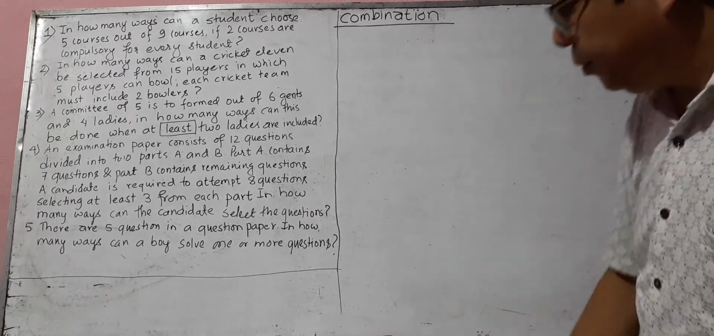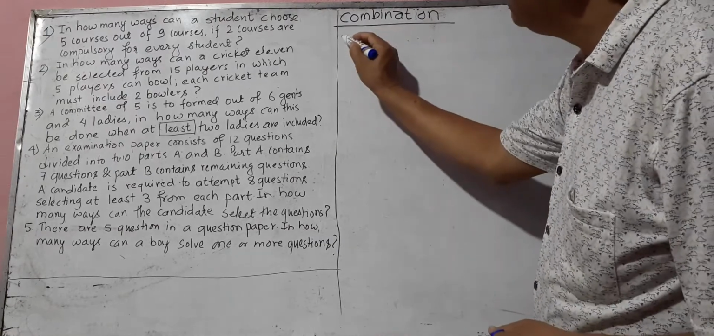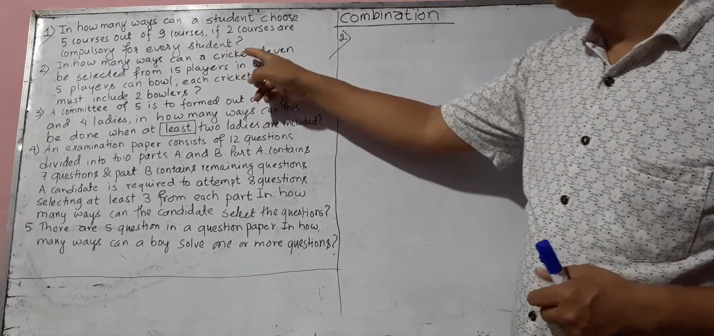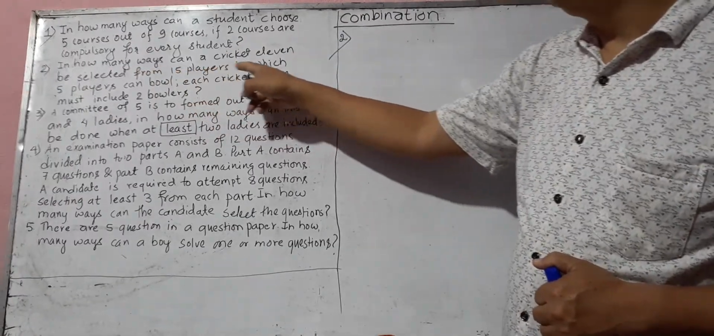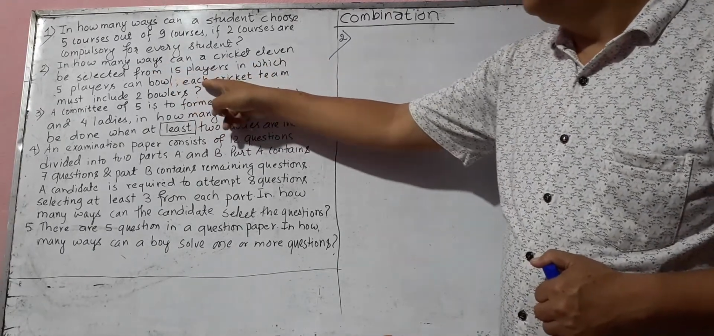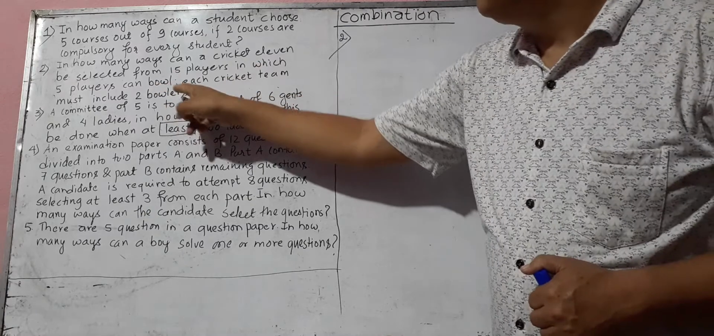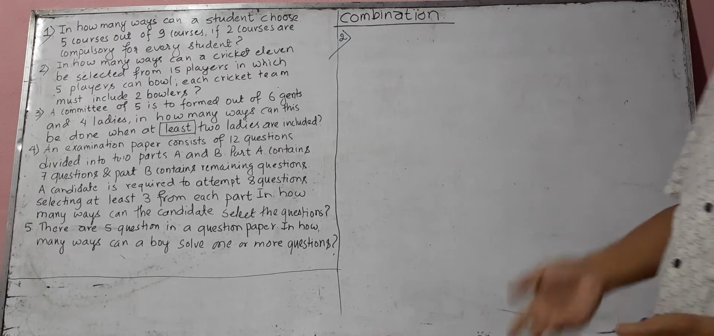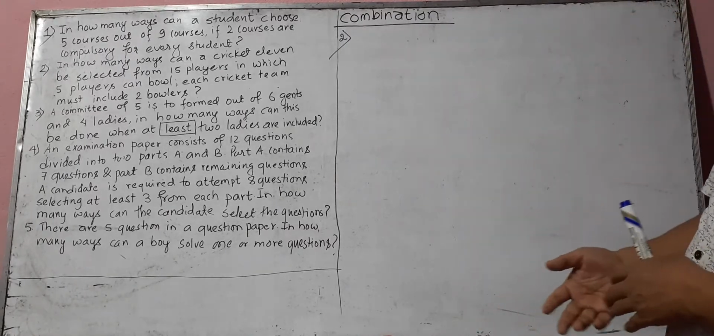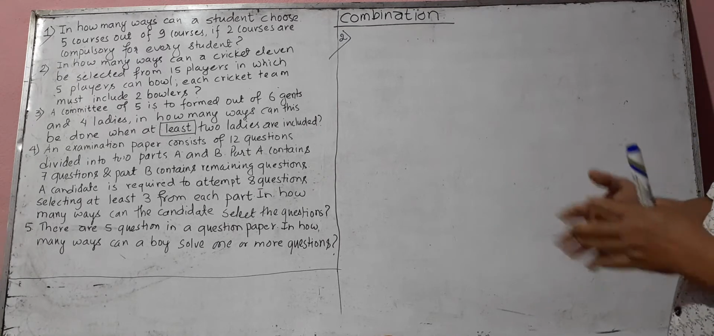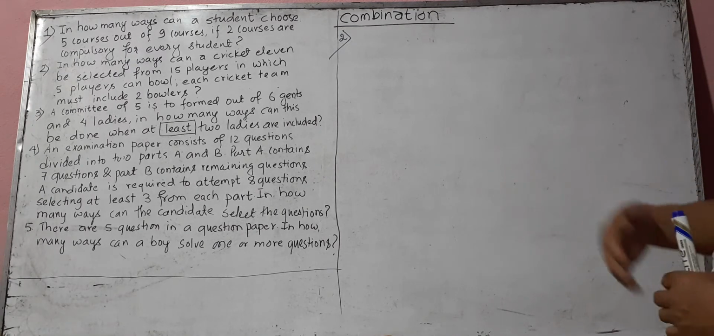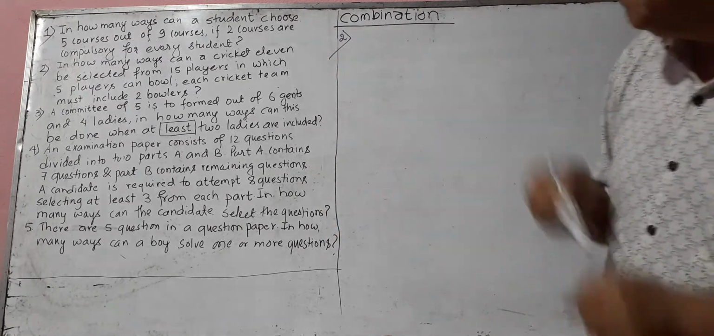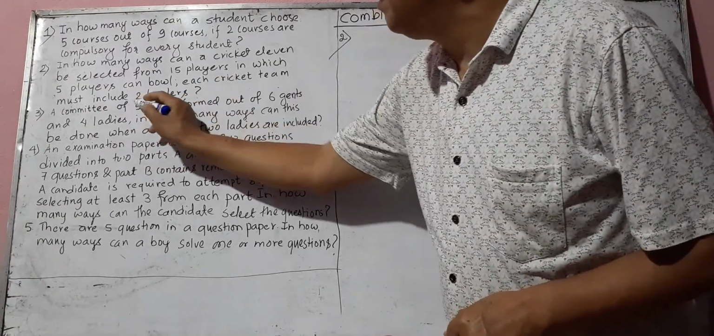Question number 2. How many ways can a cricket team of 11 be selected from 15 players, in which 5 players can bowl, and each cricket team must include 2 bowlers? Generally you know that there are 11 players in a cricket team, and various types of players are there. Their roles are different. Some are wicket keepers, some are batsmen, some are bowlers. So in this question the team must include 2 bowlers.